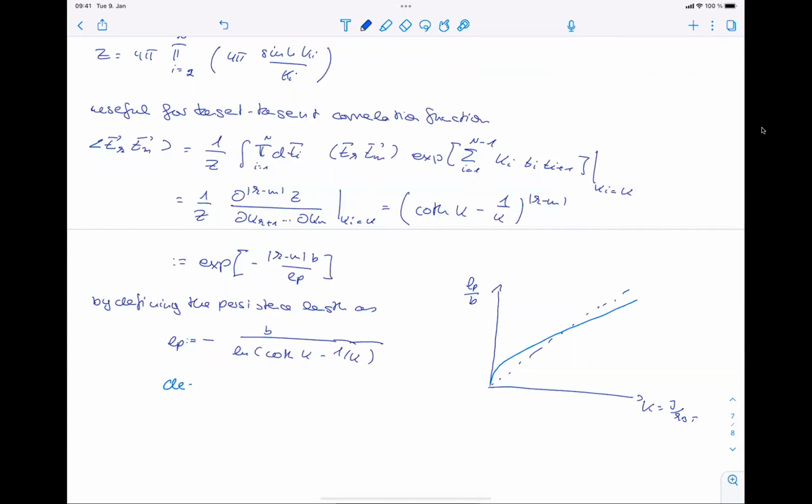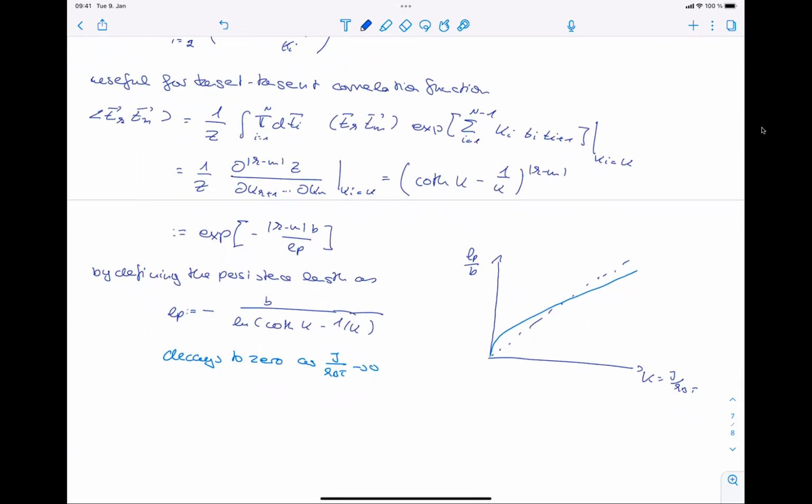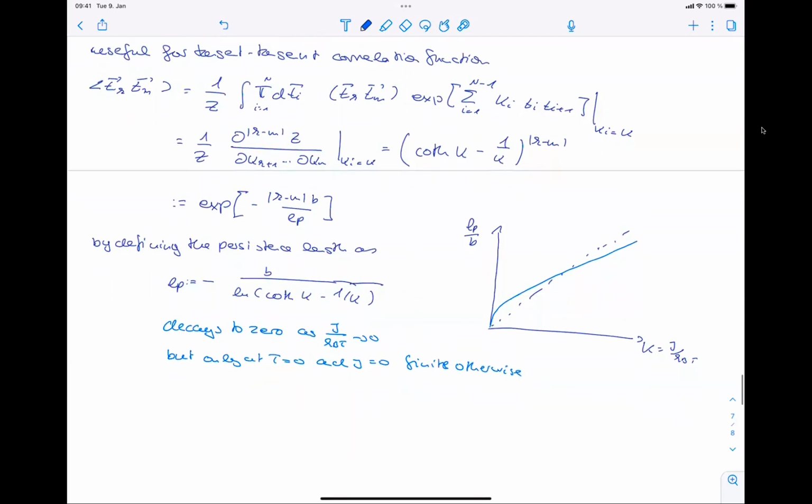So this persistence length decays to 0 as this approaches 0. This is what we'd expect, right? If there's no energy cost associated with bending, also the persistence length definition becomes obsolete. But this is only true if we really take the temperature to infinity and J equals 0, and it's really finite otherwise. So that's what I want to show with this rapid decay.